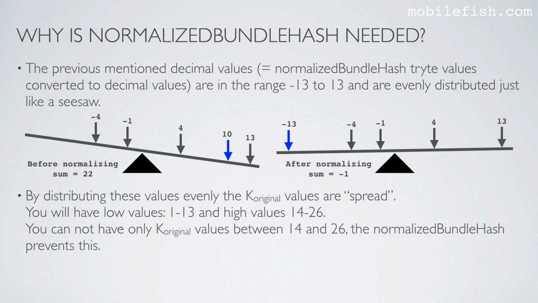You cannot have only k original values between 14 and 26. The normalized bundle hash prevents this. Applying the normalized bundle hash prevents Eve from being successful in her hack attempt.